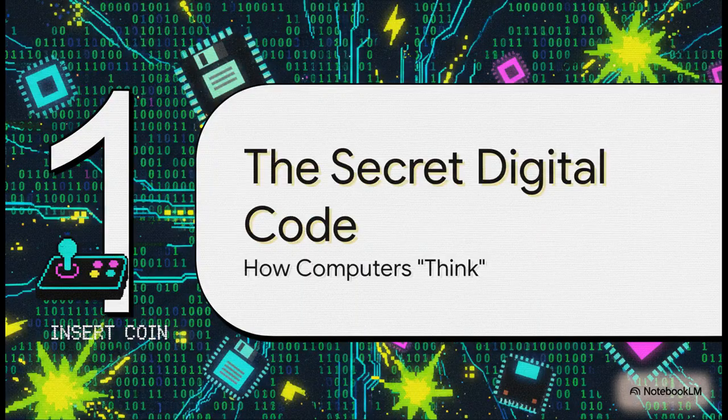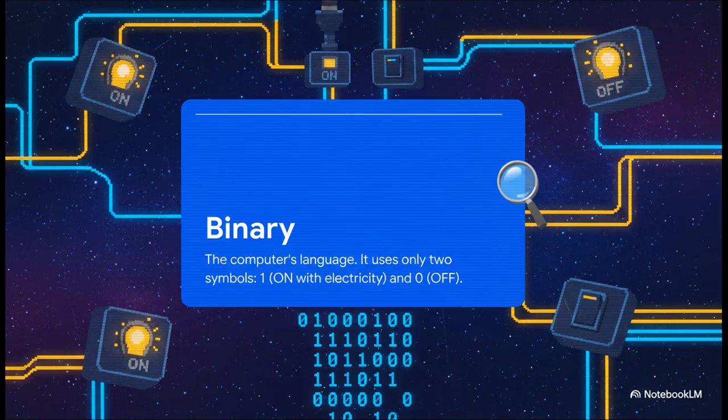So first things first, what exactly is this secret code and why on earth do computers have to use it? It's called binary, and it only has two symbols, 1 and 0. That's it. And the reason is actually super simple. Computers run on electricity. So for a computer, everything is either on, that's a 1, or it's off, that's a 0. The whole thing is basically just a giant system of billions of tiny light switches.